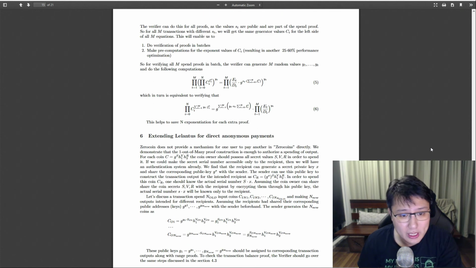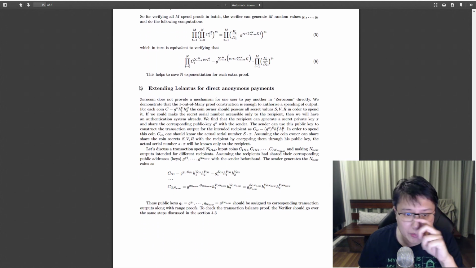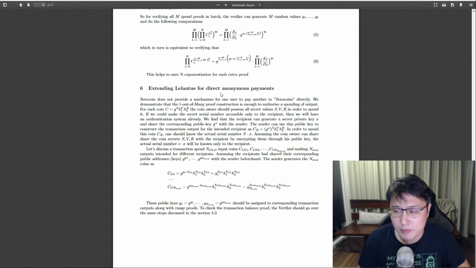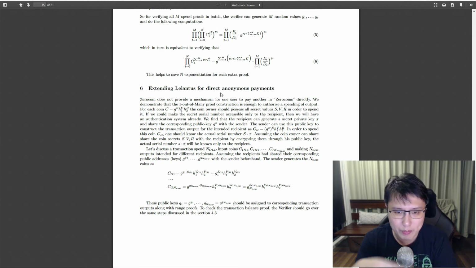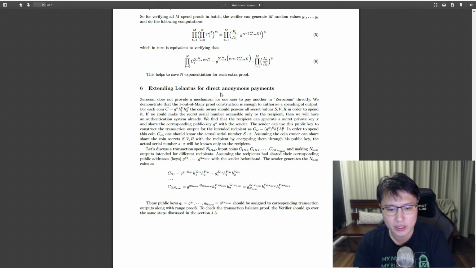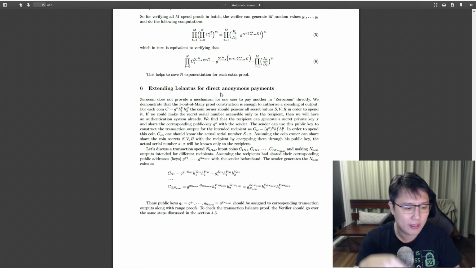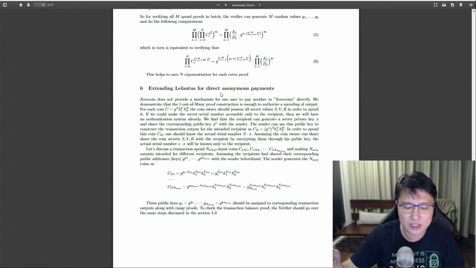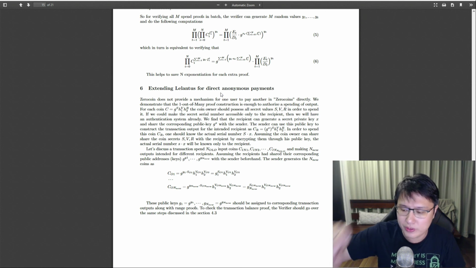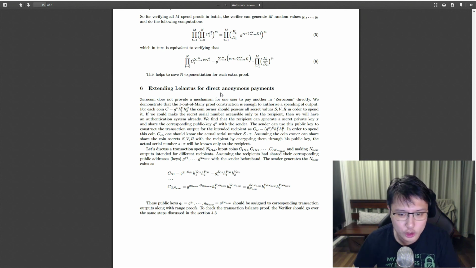So before I sign off, this is something that you see, this chapter, extending Lelantus for direct anonymous payments. This is something that's a bit controversial. Remember in Zerocoin, when we burn a coin, we always have to redeem it back to the base layer, and Lelantus is the same. That means even if I burn 500 coins and want to send it to someone, I need to reveal the amount. I need to show that I've redeemed a certain amount and it goes to a certain address.